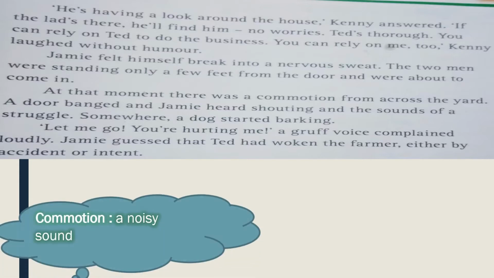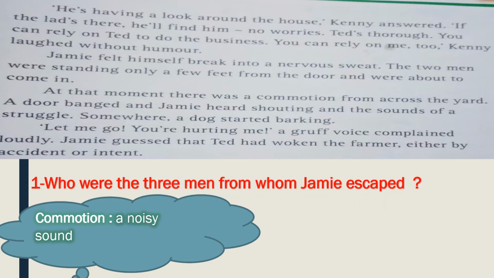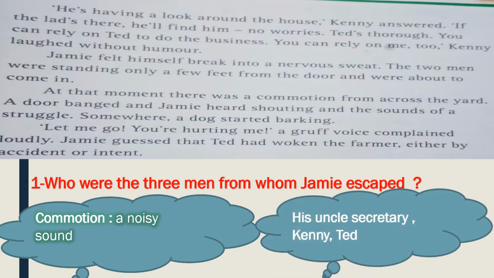We also read about the commotion, or excellent, the noise that was in the yard. What happened? Excellent. When Ted had woken the farmer. Okay, إذا تيد يمس راح صح الفارمر in order to ask him about Jamie. So if I ask you, who were the three men from whom Jamie escaped that were following Jamie, his uncle's secretary, Kenny and Ted?